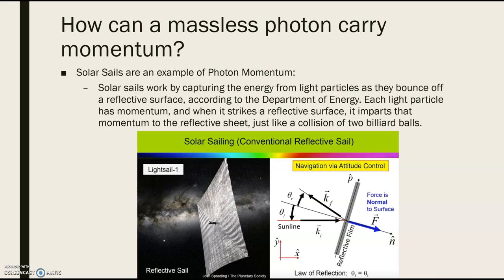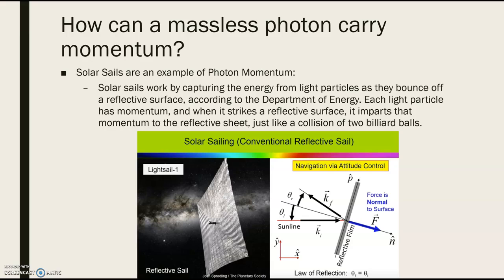And as it strikes that reflective surface, a little bit of momentum is actually imparted on the reflective sheet, just like a collision of two billiard balls or two cars that crash into each other, just like we've learned in earlier physics classes. As you see in the lower image here, we have a solar sail over to the left, which is what it would look like if it were in space. And over on the right, that's actually a force diagram. And you have the solar sail, which is the reflective film. You have the sunlight, which is just those photons, which are going to be hitting off of that reflective film.